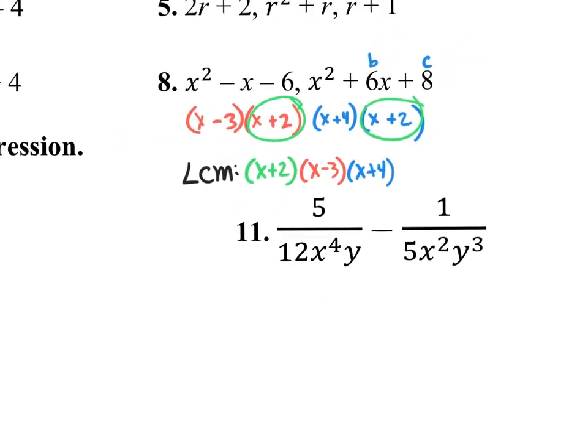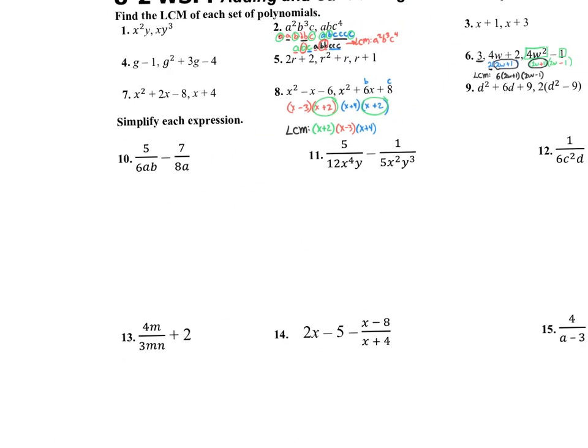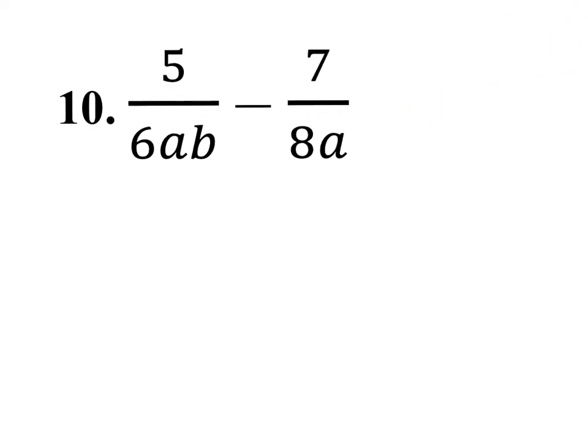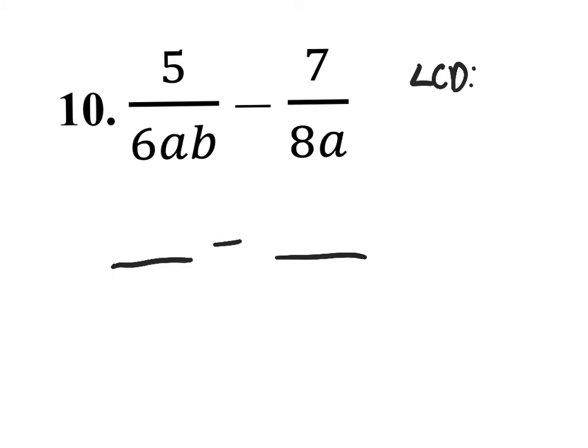Let's jump to something more fun. Down here where we're actually adding and subtracting fractions. All right, number 10. Well, you want a common denominator, and to find that LCD, what you would need to do is factor each of them and write down what pairs up one time, and write down everything else to get that LCD.